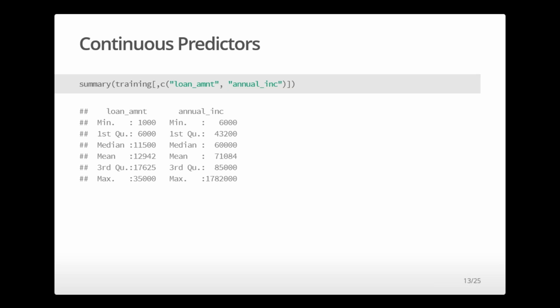Two of the continuous predictors that you might think are particularly important for predicting whether someone is going to have difficulty paying back a personal loan are the loan amount, and you can see the summary statistics for the loans being offered in this group of people, and also the stated annual income of the person who received the loan. Intuitively, if the loan amount is large relative to the person's income, then they're going to have more difficulty making the payments.